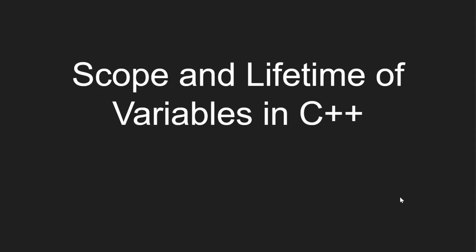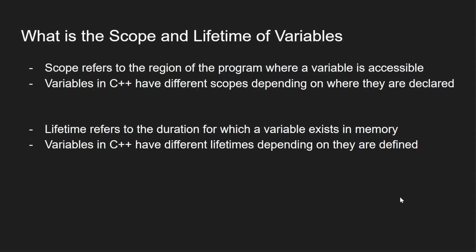C++BetterExplained.com, and in today's video we're going to be talking about the scope and lifetime of variables that we declare in C++. So what can we define as the scope and the lifetime of variables? When I define scope and lifetime, the scope firstly refers to the region of the program where we have declared a variable and how it's accessible, because variables in C++ have different scopes depending on where they are declared.